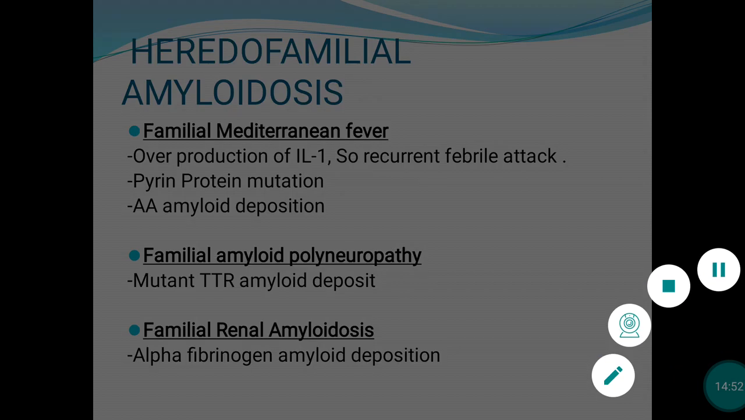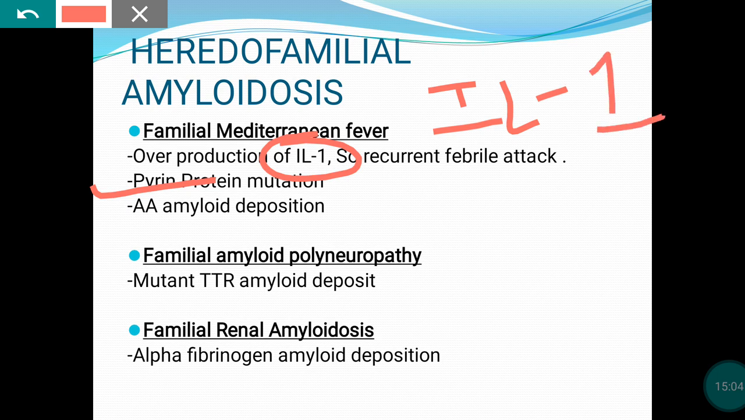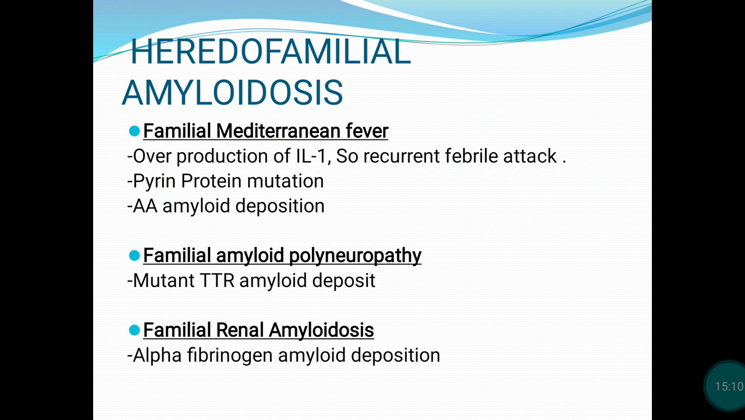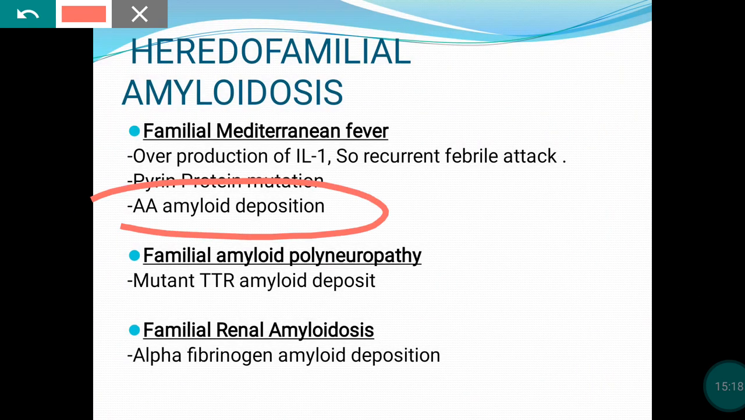Now what happens in Mediterranean fever? In this fever, there will be a mutation in the pyrin protein. So there will be overproduction of interleukin 1. And you already know that interleukin 1 is responsible for fever in our body. So there will be recurrent febrile attacks. That is called familial Mediterranean fever. The amyloid that gets deposited is the AA type, capital AA, secondary type.